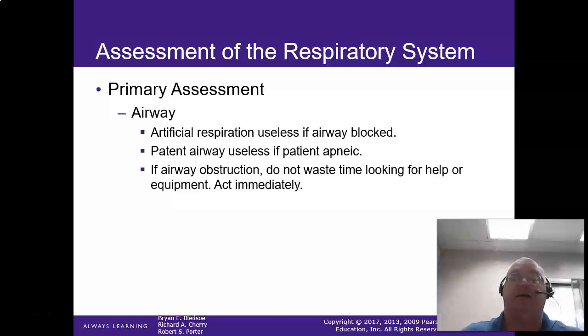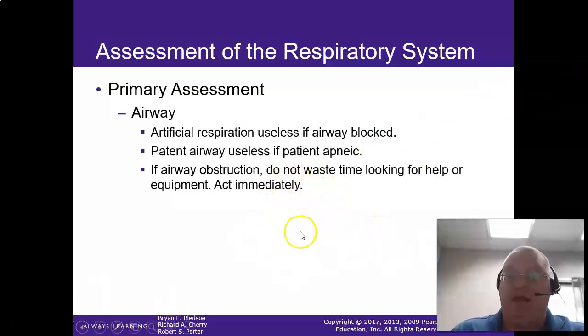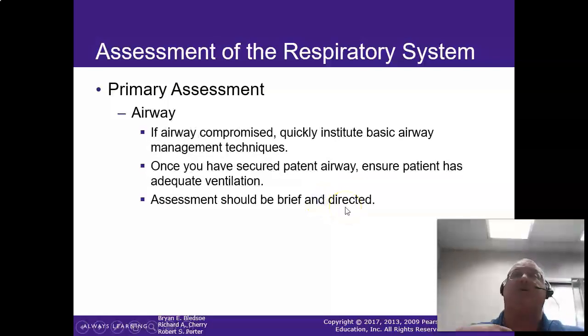If you've got a patient that's apneic, it doesn't matter. Remember, guys, my saying has always been air goes in and out, okay? And if it doesn't go in and out, we need to make sure that it does go in and out, okay? So if you've got an airway obstruction, don't waste time. You need to act immediately. How do we do that? A basic life support maneuver, abdominal thrusts, anything that you need to do to open it up.